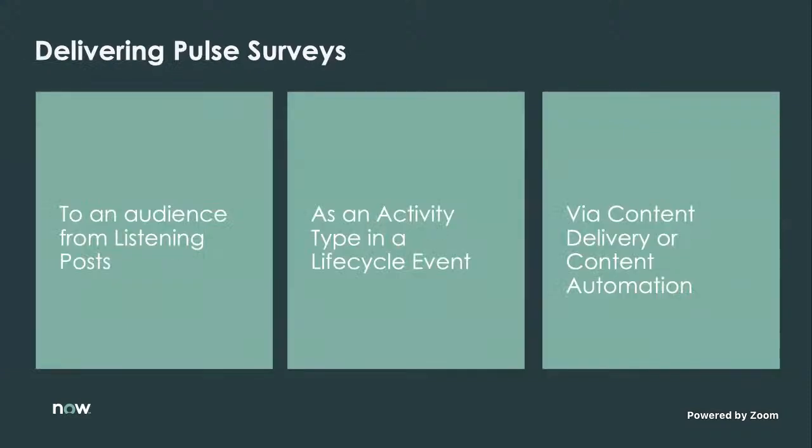Now to recap a little bit, how do you actually deliver pulse surveys? This gets to what we were just talking about on the last slide, but you can deliver a pulse survey to an audience from listening posts directly. You can also deliver a pulse survey as an activity type in a lifecycle event. And you can also deliver a pulse survey via content delivery or content automation. Just to call something out, content automation is the same thing as a campaign if you're familiar with that functionality. So I wanted to call out those two differences and how we word that feature.